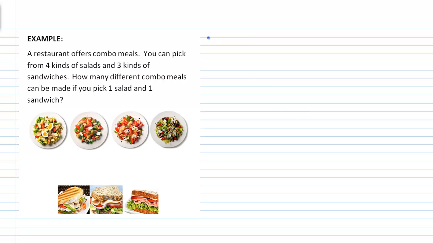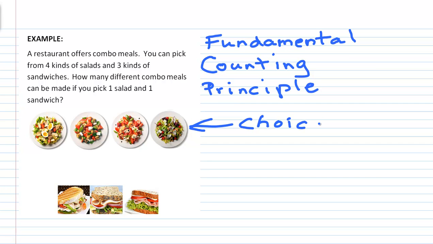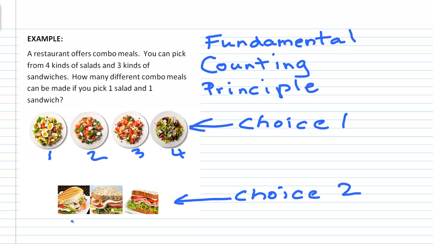So here is an example of the fundamental counting principle. And the reason we know that this is an example of a fundamental counting principle is we have two choices here. Choice 1, choice 2. So let's read the complete problem. A restaurant offers combo meals. You can pick from 4 kinds of salads and 3 kinds of sandwiches. How many different combo meals can be made if you have to pick 1 salad and 1 sandwich?